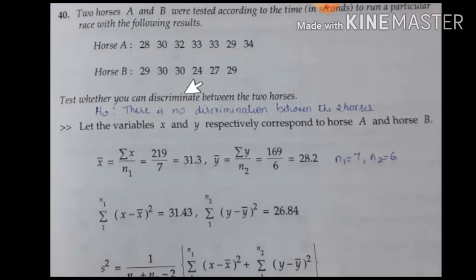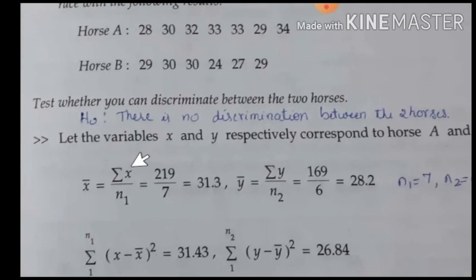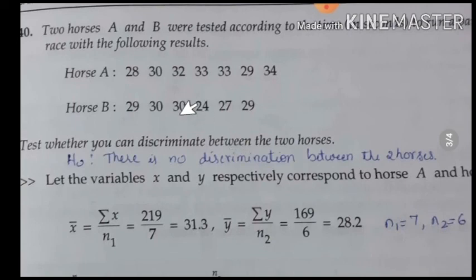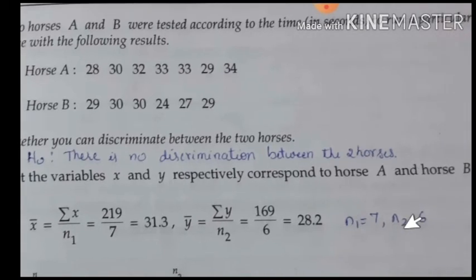So take a null hypothesis. It means what they asked you to test, you should take as not possible. So there is no discrimination between the two horses. Similarly, take x variable for horse A, y variable for horse B. Calculate the mean of horse A and the mean of horse B, that is x bar and y bar. That calculation is done. Here n1 is how much? Count here 3 plus 3 plus 1 is 7, and here it is 6. So n1 is 7 and n2 is 6.